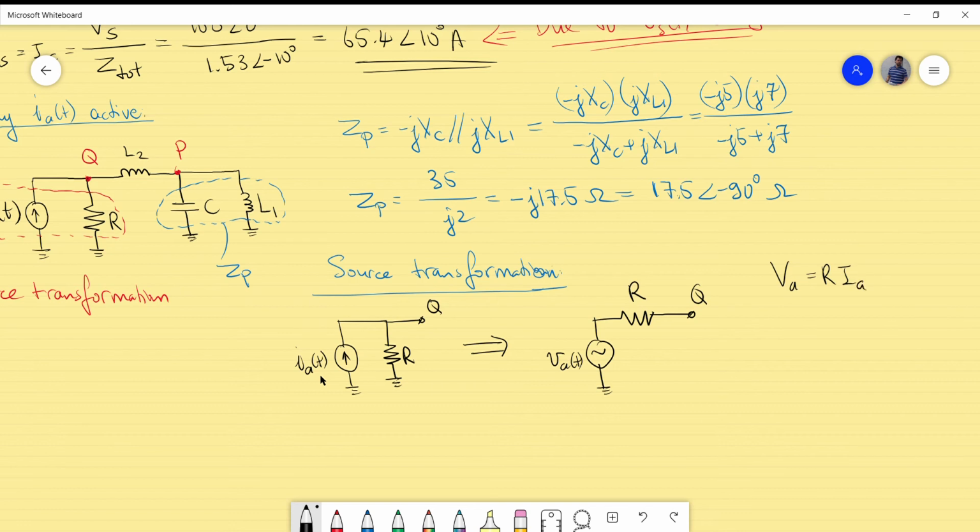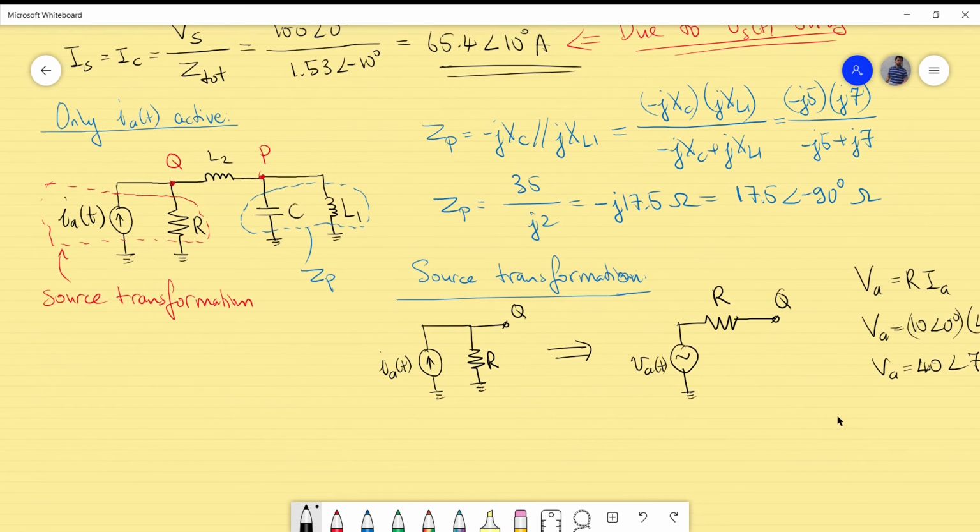So IA I already know, so I have the following. This will be 10 phase 0 degrees, and this will be 4 phase 70 degrees. So that will be VA will be 40 volts, the phase orientation of 70 degrees. So that's actually for the voltage source VA. Of course, you can convert this in a time domain, but that's not necessary in this case.